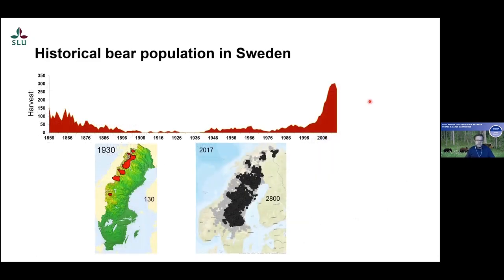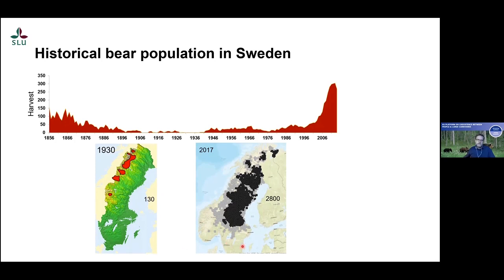During the mid-19th century, there was an extermination of large carnivores in Scandinavia, and almost all populations were more or less depleted. This shows the harvest numbers from the mid-1850s up to the current date, and we can see that the population around 1930 was just a little bit above 100 individuals, and they were located up in the alpine areas, in rest populations.